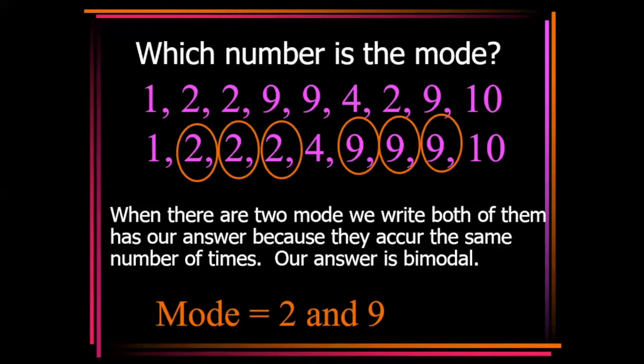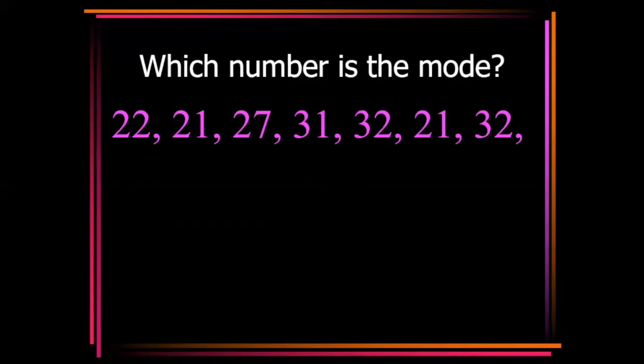Good job to everyone who noticed that 2 and 9 appear 3 times in this example. And good job to the student who asks, what if we have two numbers that occur the same amount of times? Which number is the mode? We have 22, 21, 27, 31, 32, 21, and 32.